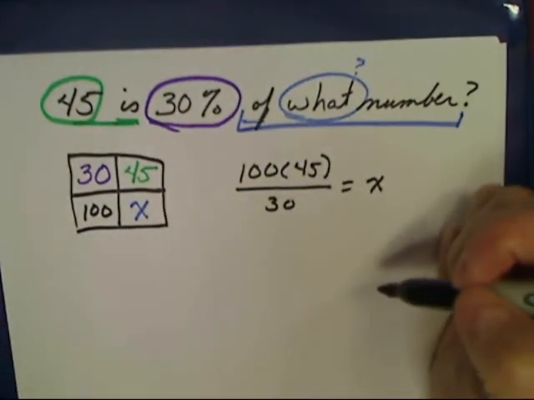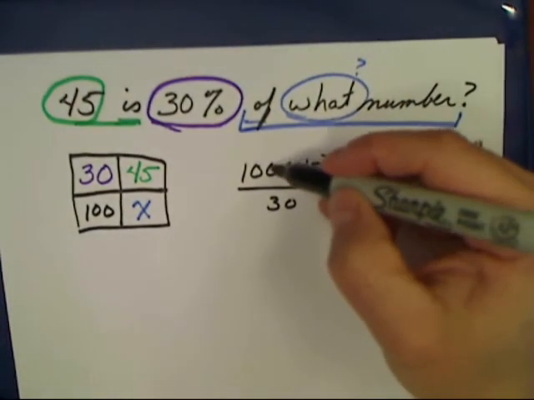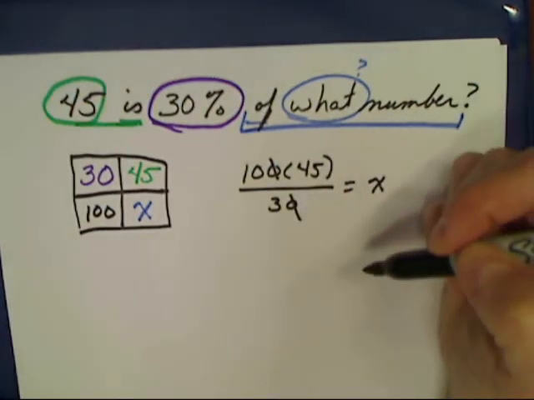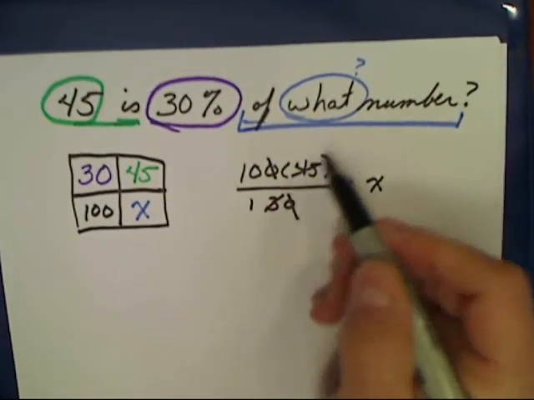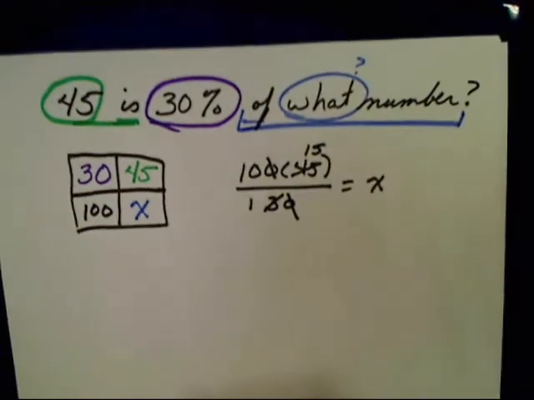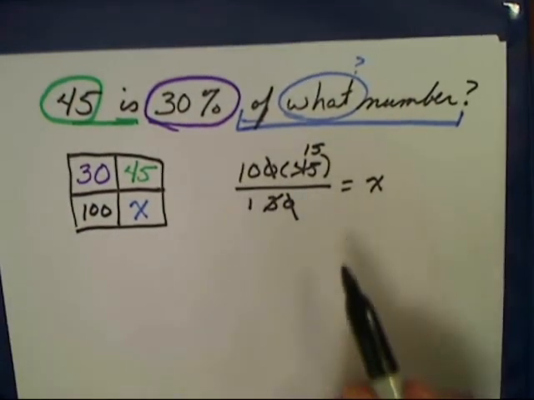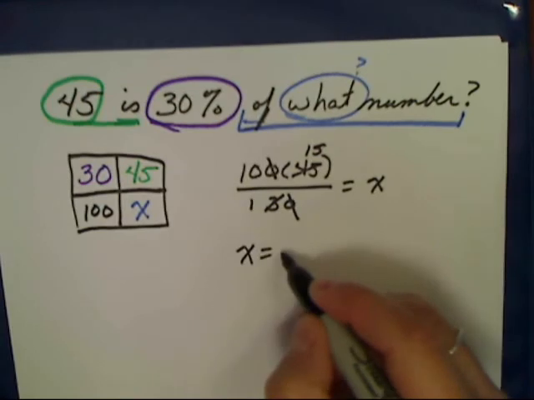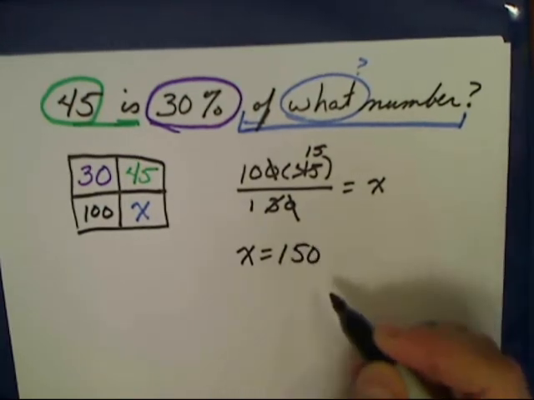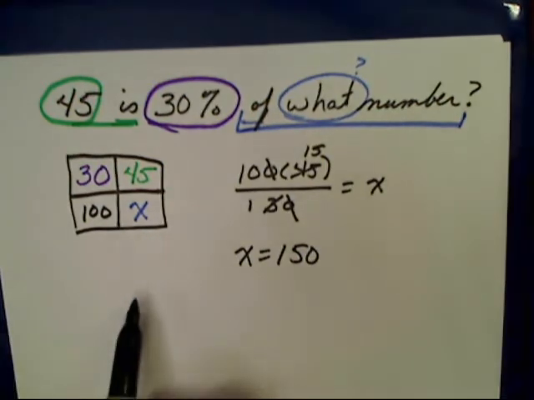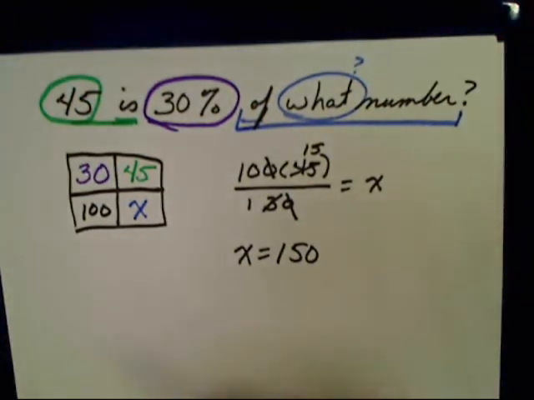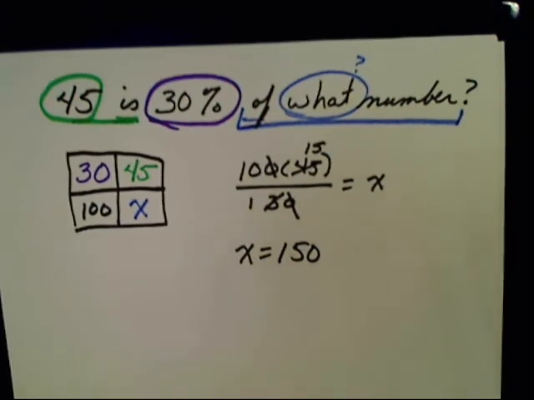Well, let's see. Once again, I think we can do some reducing here. Ends in a 0, ends in a 0. 3 goes into 3 once. 3 goes into 45 15 times. We're left with 10 times 15, so x is equal to 150. It's not a percent because we're solving for the of. So if it was $45 is 30% of what number? It'd be of $150.